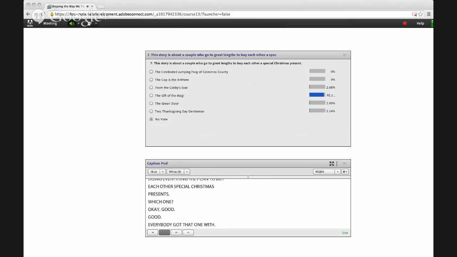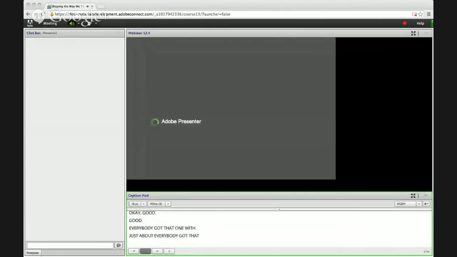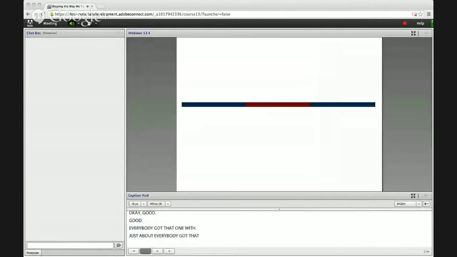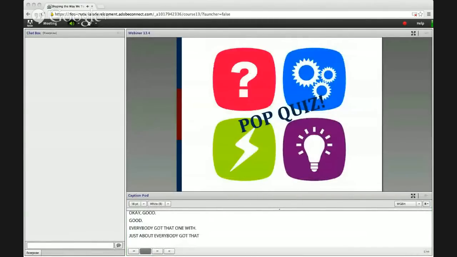Good. All right, so let's go back to the slides. The true adventurer, Rudolph Steiner, was the main character in The Green Door, and the couple buying the Christmas presents are featured in The Gift of the Magi, so most of you got that one right. That's probably O. Henry's most widely read, widely loved story. And the man who wants to go to prison is the main character in The Cop and the Anthem. So the cop was the clue there.